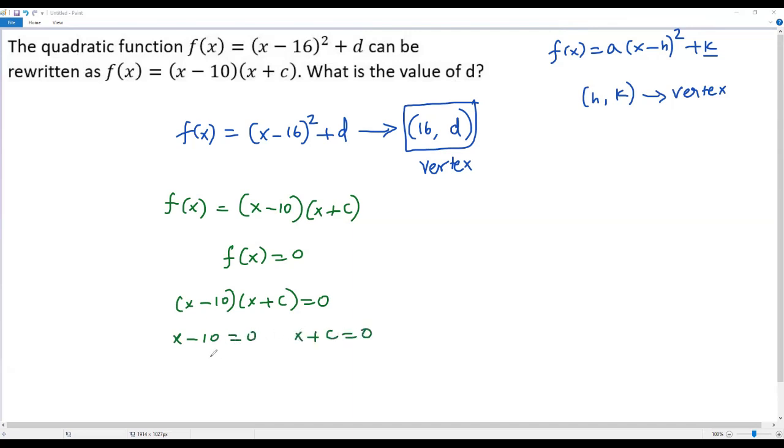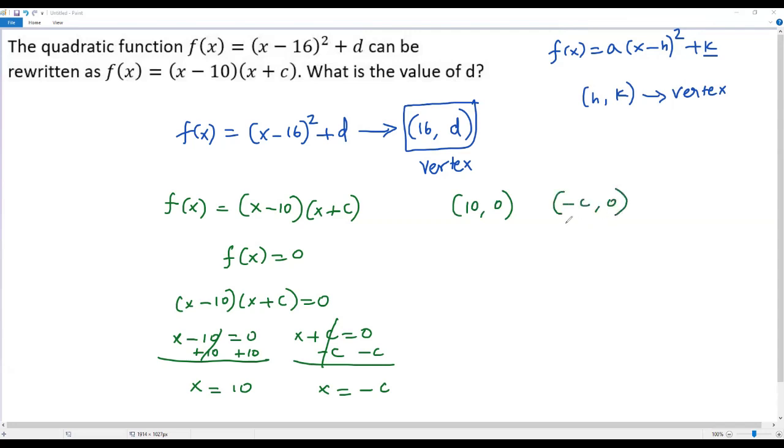When I solve for x in the first one, I add 10 to both sides, and the negative 10 and positive 10 cancel out, so I get x = 10. To solve the second equation, I subtract c from both sides, the positive c and negative c cancel out, and I get x = −c. So the two x-intercepts are 10 and −c. We can write them as the points (10, 0) and (−c, 0).